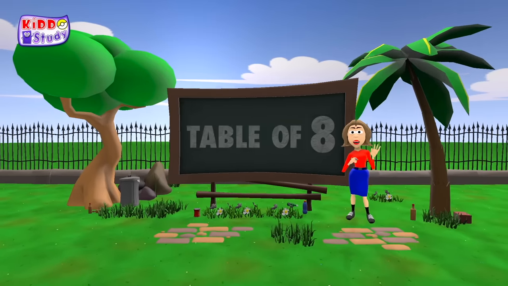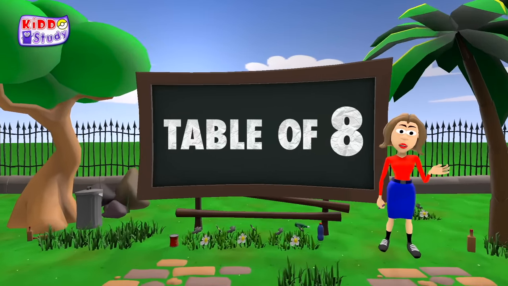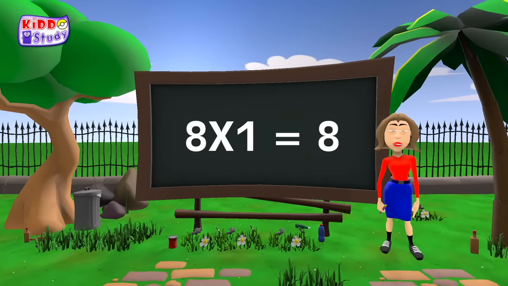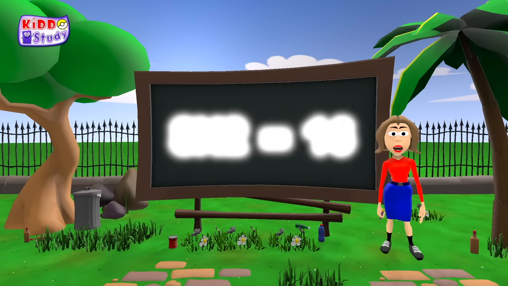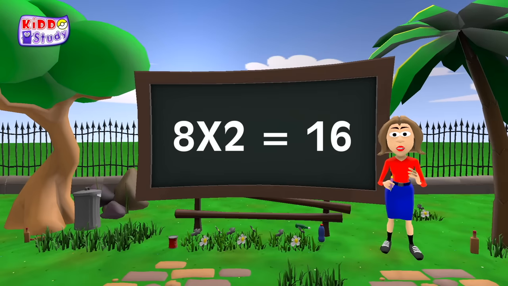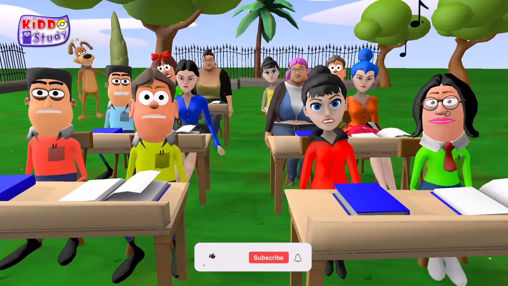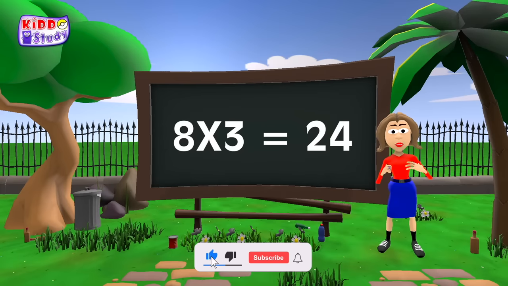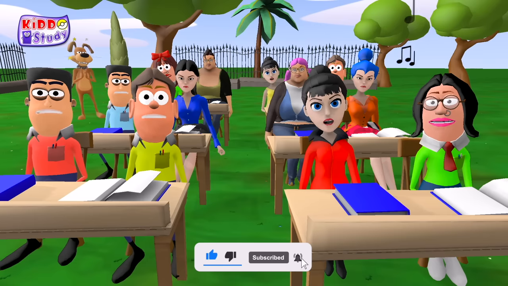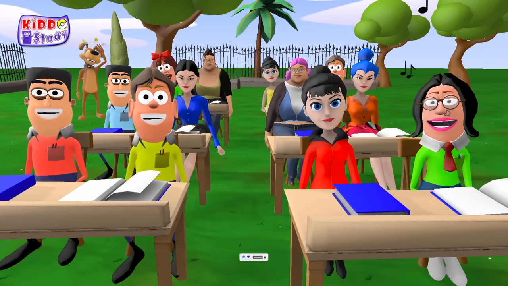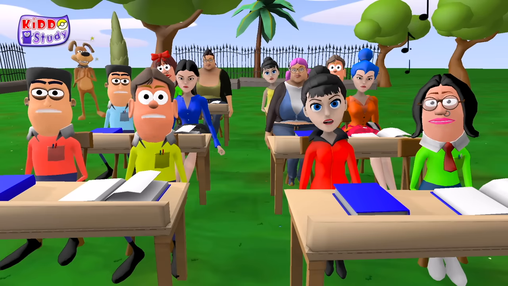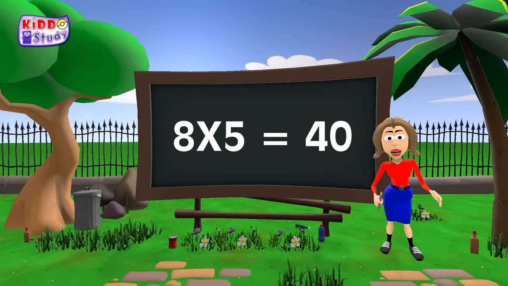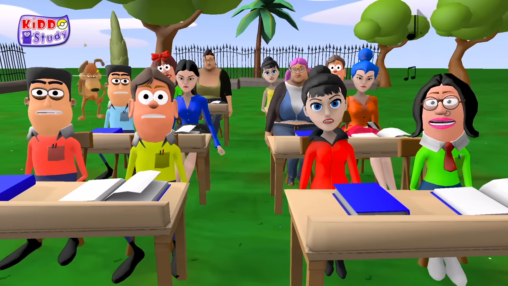Hello children, let's learn table of 8. 8 ones are 8. 8 twos are 16. 8 threes are 24. 8 fours are 32. 8 fives are 40.